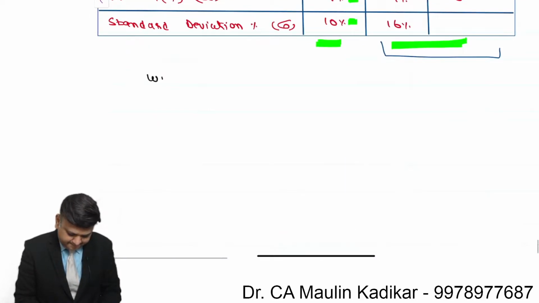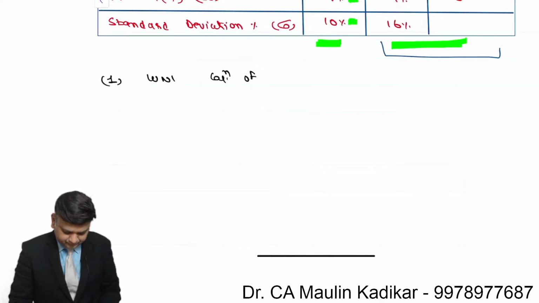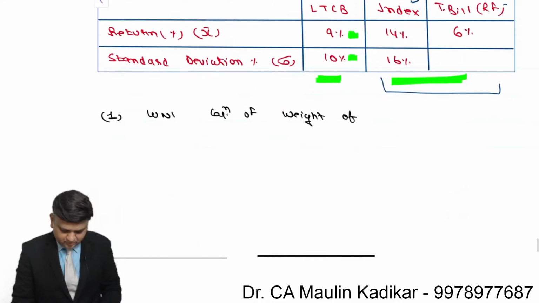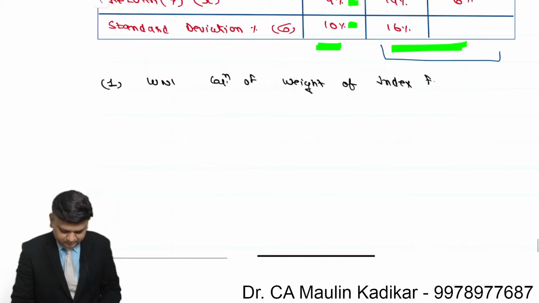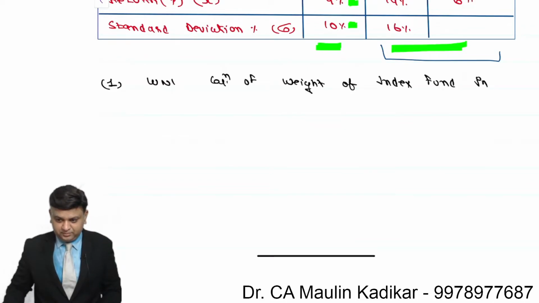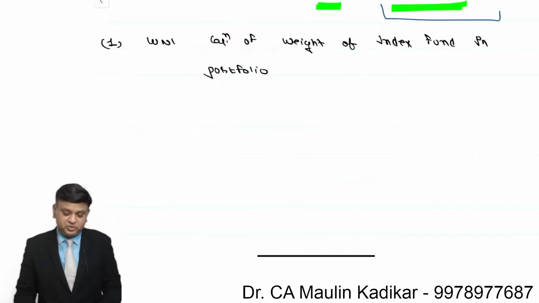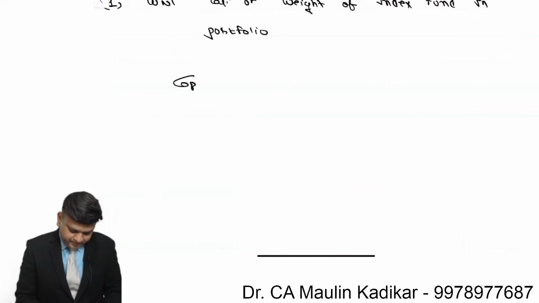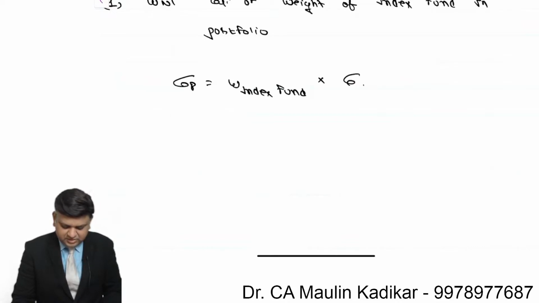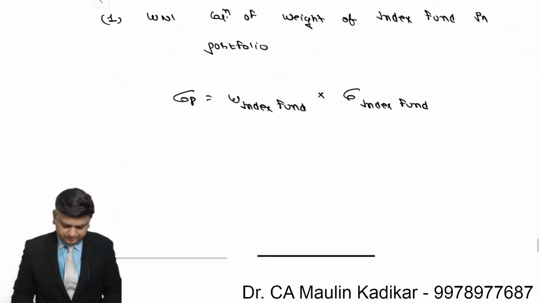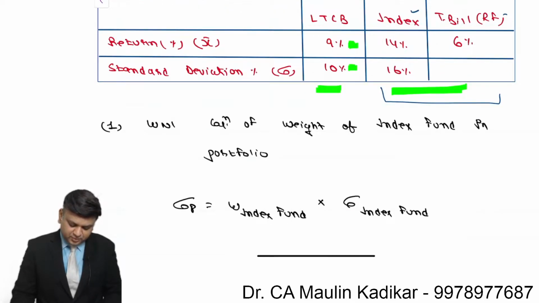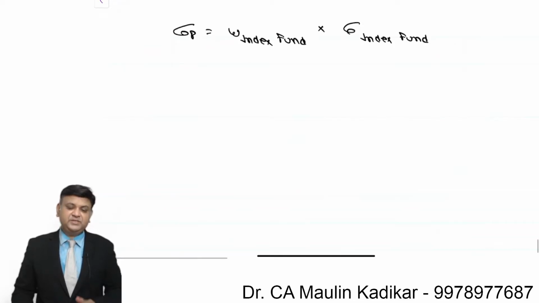Third answer, working note number 1, calculation of first question answer, calculation of weight of index fund in portfolio. Sigma P is equal to weight of index fund into standard deviation of index fund. What should the standard deviation of portfolio be? 10. And what is the standard deviation of index fund? 16. Because you are making investment in two securities and one of them is RF.